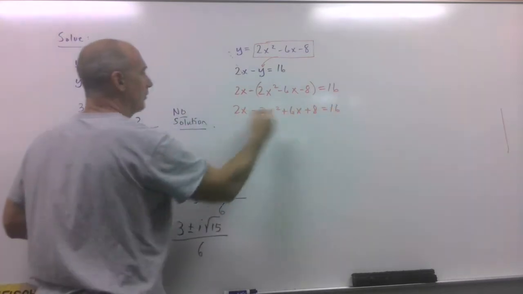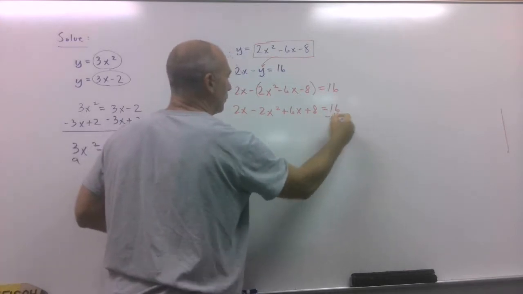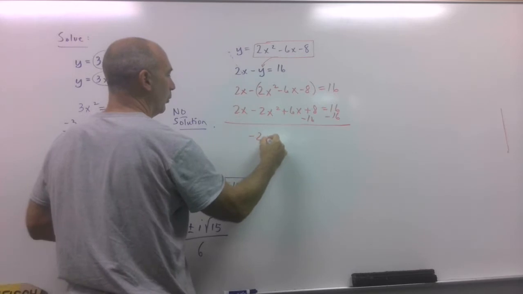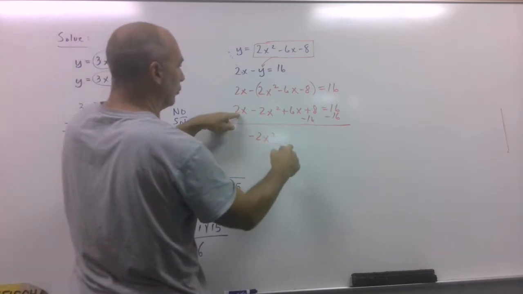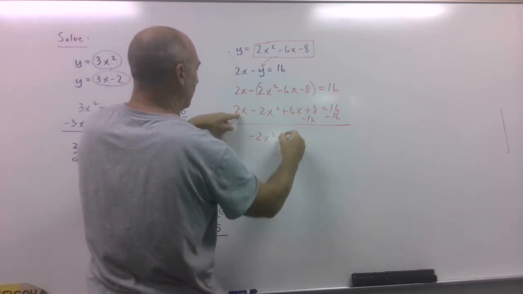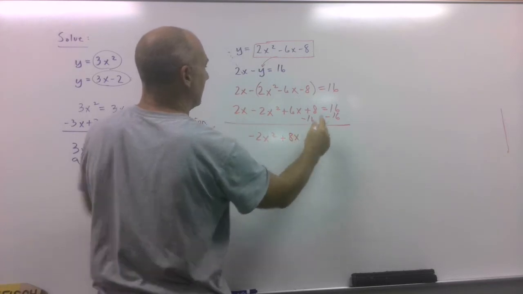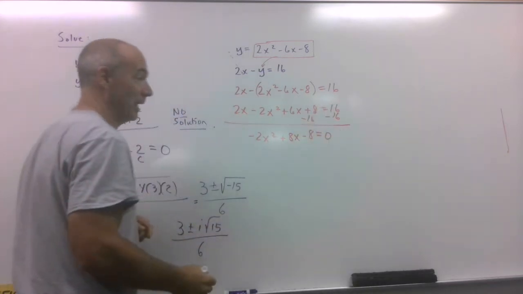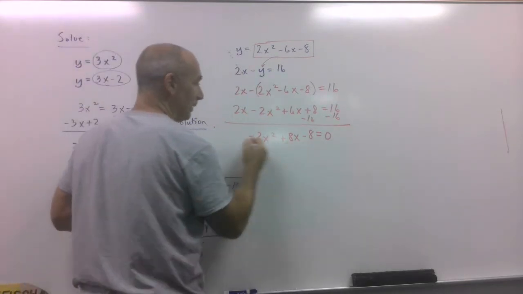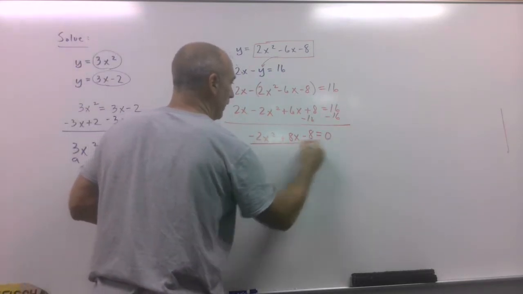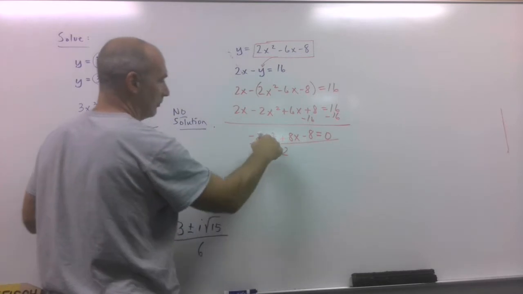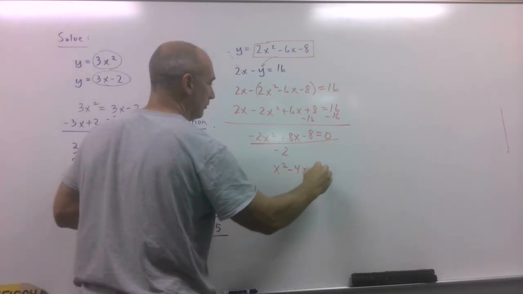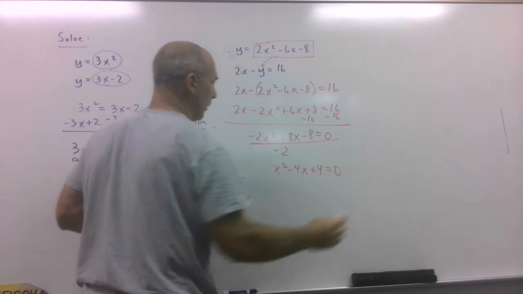And I know this is a trinomial, so I'm going to go ahead and subtract 16 from both sides. Put things in descending order, negative 2x squared. Now there's a 2x and a 6x, so that's 8x. And I got 8 minus 16 is negative 8 equals 0. Is anything jumping out at you? You should divide this by at least 2. And I'm going to divide it all by negative 2 because I like my squared to turn positive. So x squared minus 4x plus 4 equals 0.